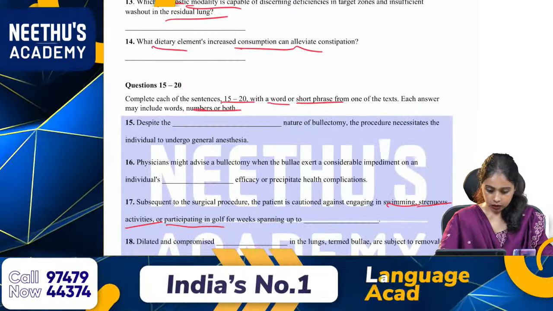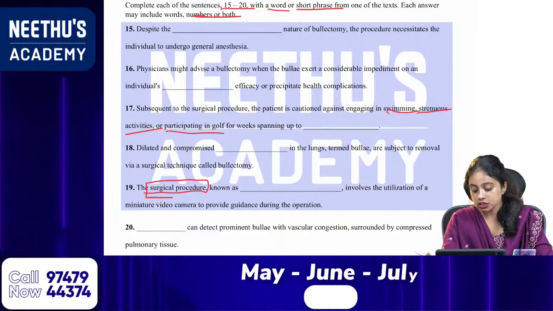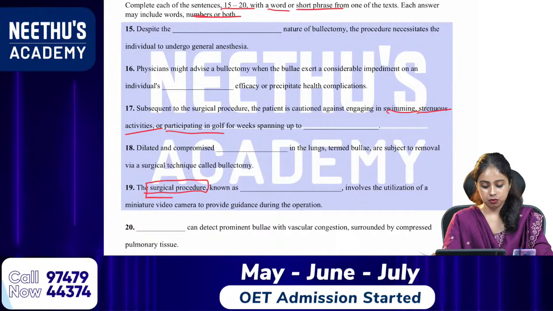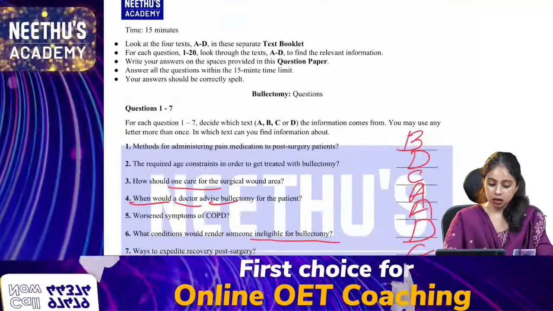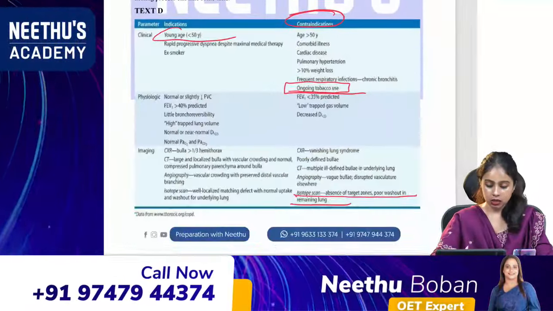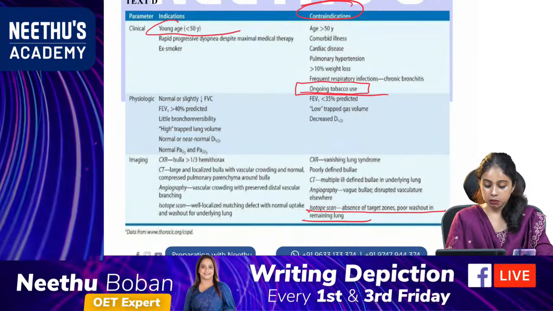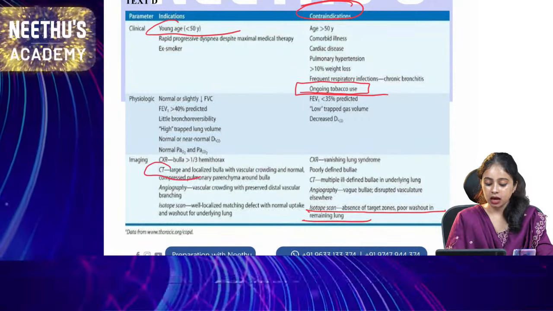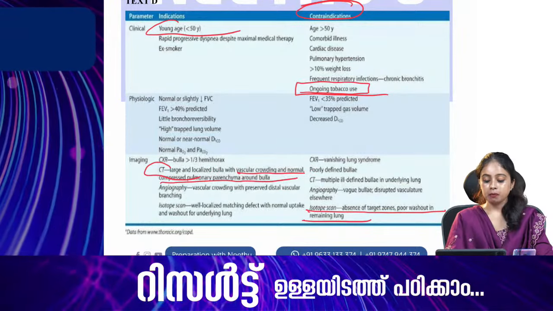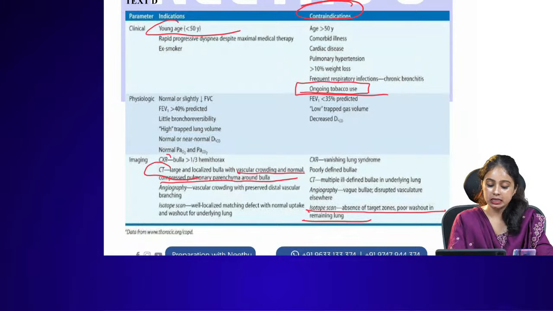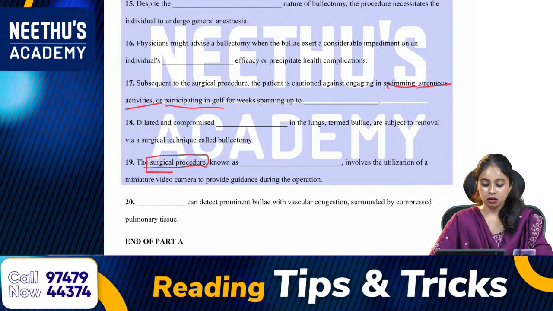Then the last question: dash can detect prominent bullae with vascular congestion surrounded by compressed pulmonary tissue. So what is the answer? It is in text D in the table, as you can see here. Which line? In the imaging, see the second one, CT: large and localized bullae with vascular crowding and normal compressed pulmonary parenchyma around bullae. So that answer is CT. Okay, so that is the end of the discussion.